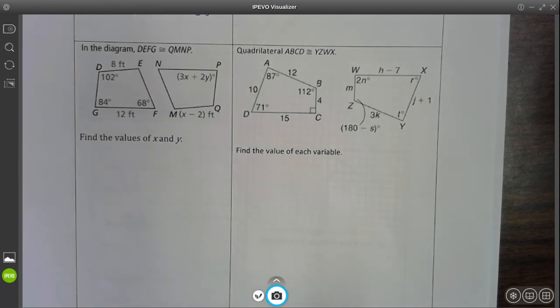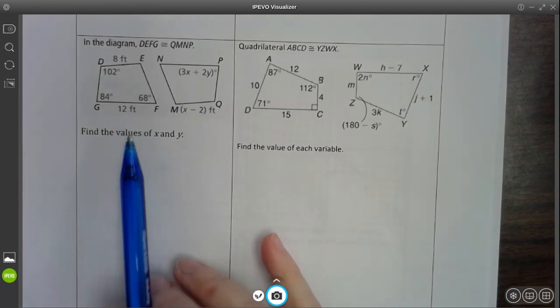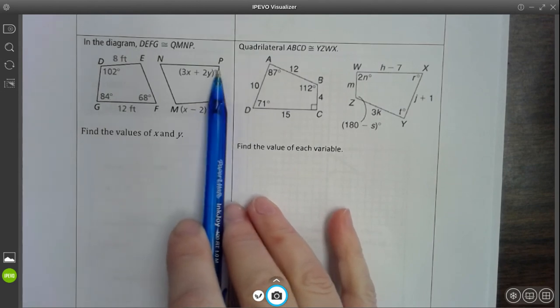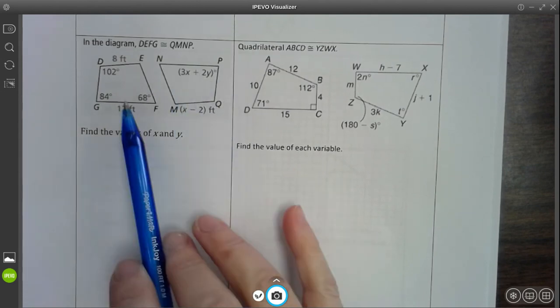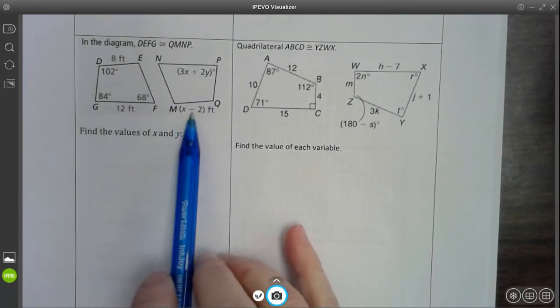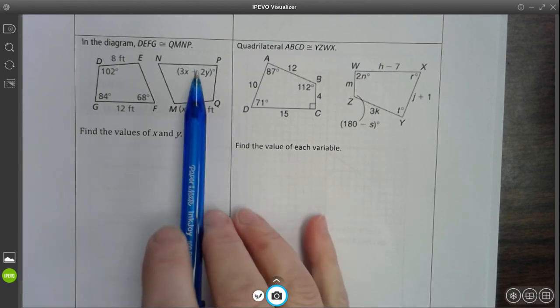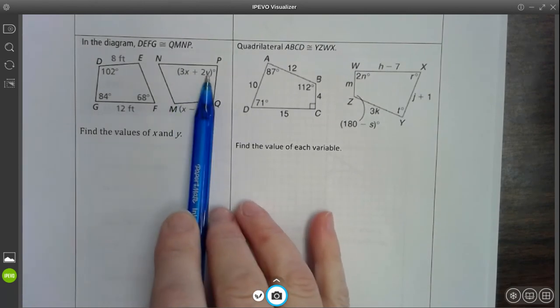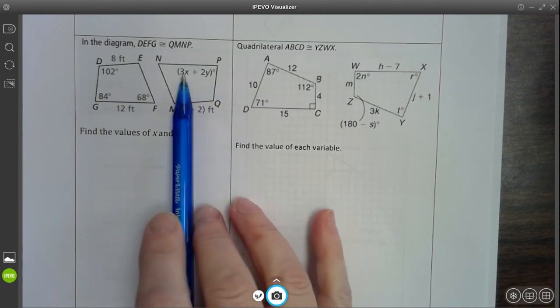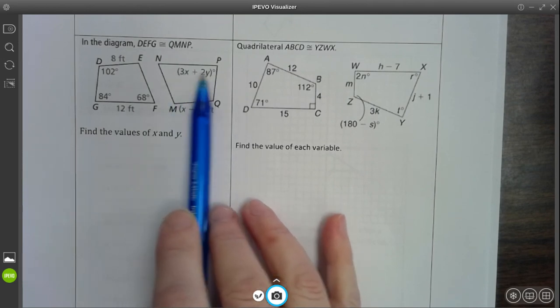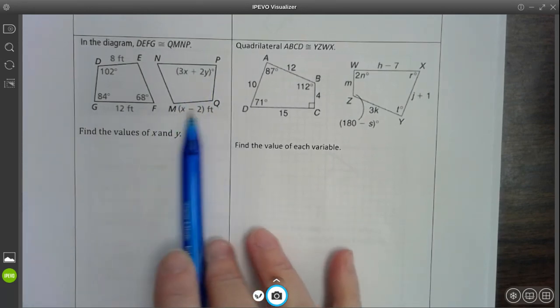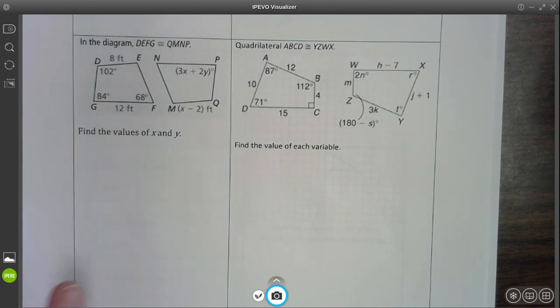Okay, so first of all, X is an angle measure, right? X is part of an angle measure, and X is also part of a side length. But if I look here, it's got X and Y in it, and I really can't work with that, okay? So I'm going to start by ignoring this. Let's look at this side. MQ is X minus 2.